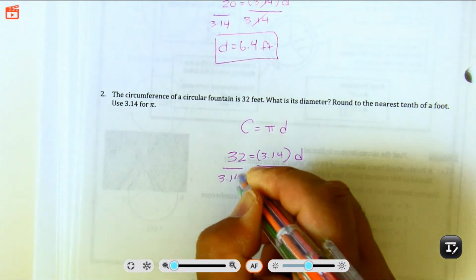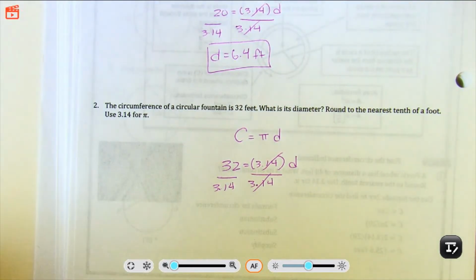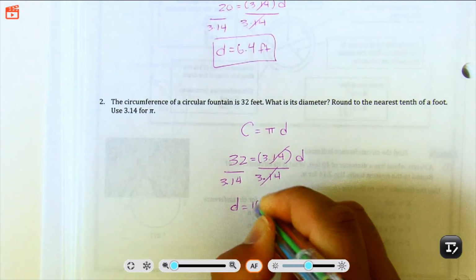And 32 divided by 3.14, rounded to the nearest tenth, is 10.2. So d is equal to 10.2 feet.